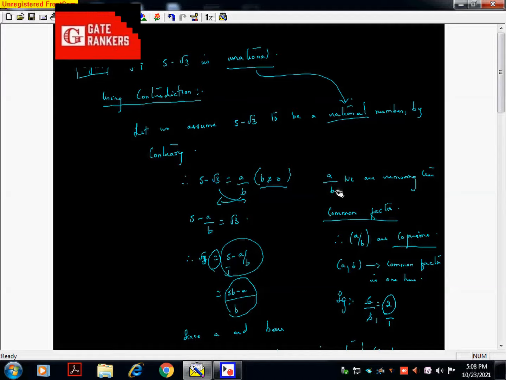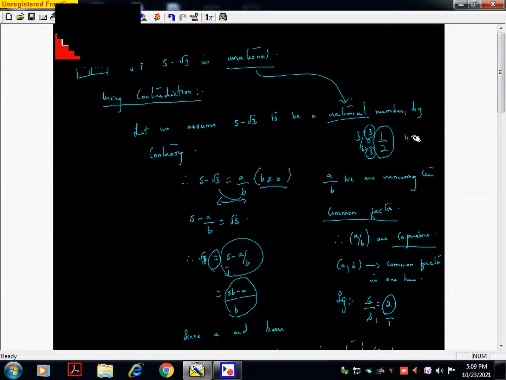So a by b, we are removing the common factor here. So a by b is like 3 by 6. So I am removing the common factor here. If I remove that common factor, divide by 3, divide by 3, this common factor I have removed here, so it is 1 by 2. 1 by 2 is co-prime because here the common factor is 1, no other number is involved here.